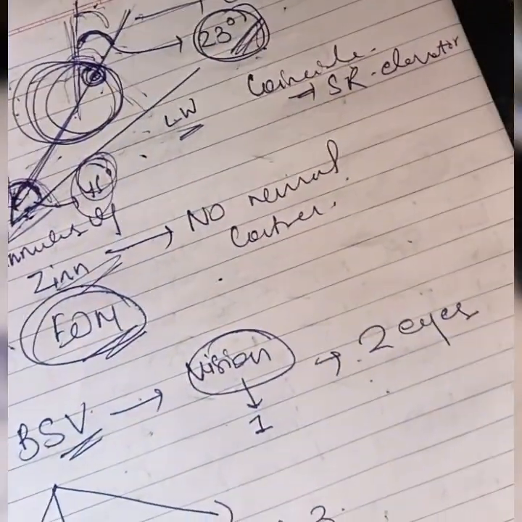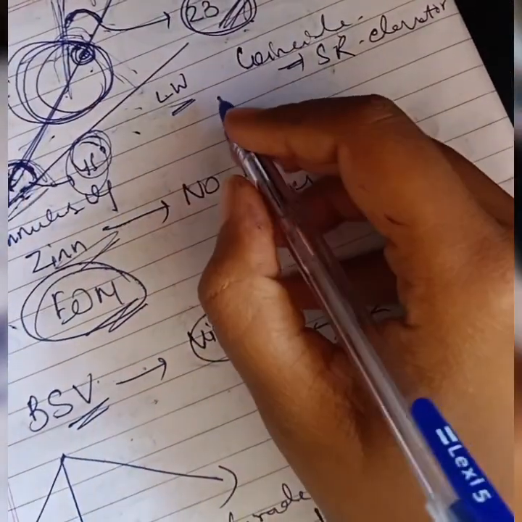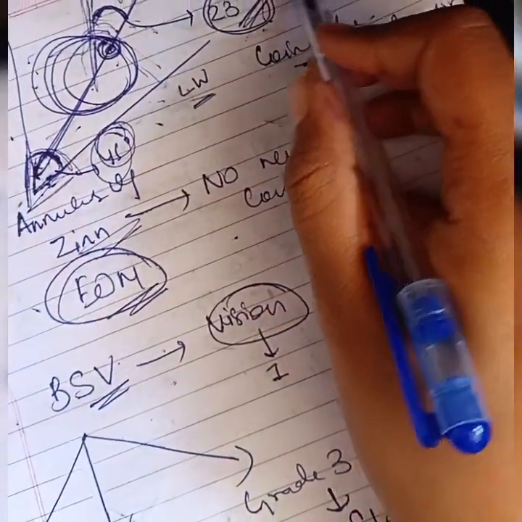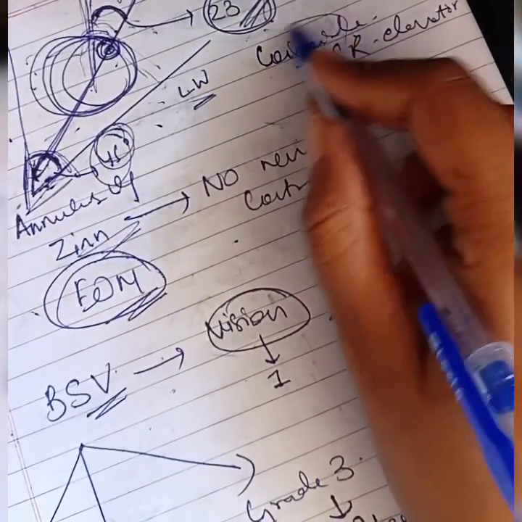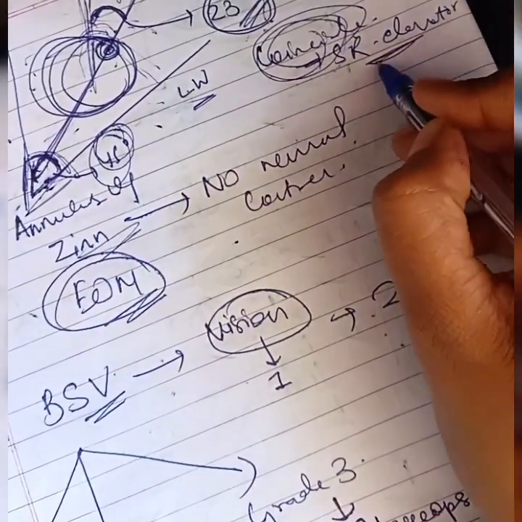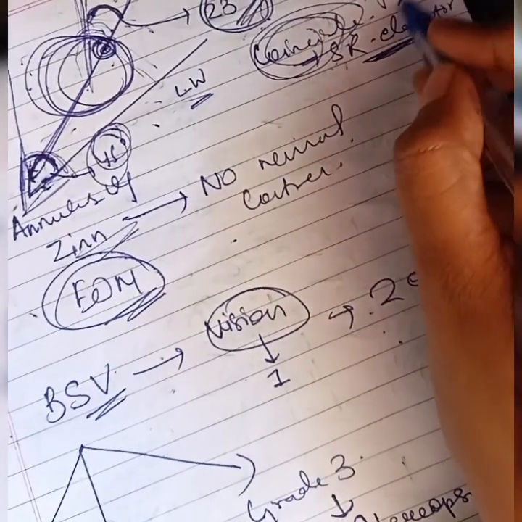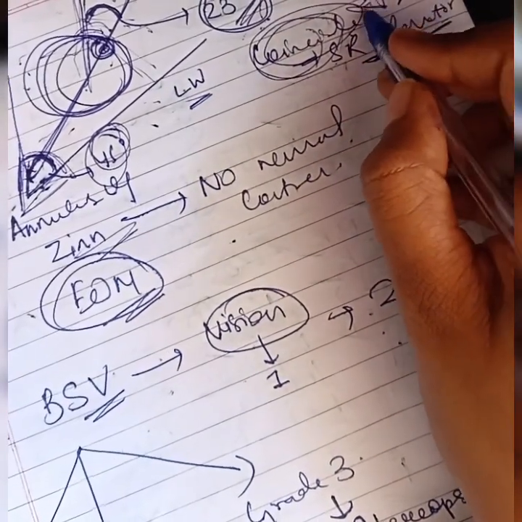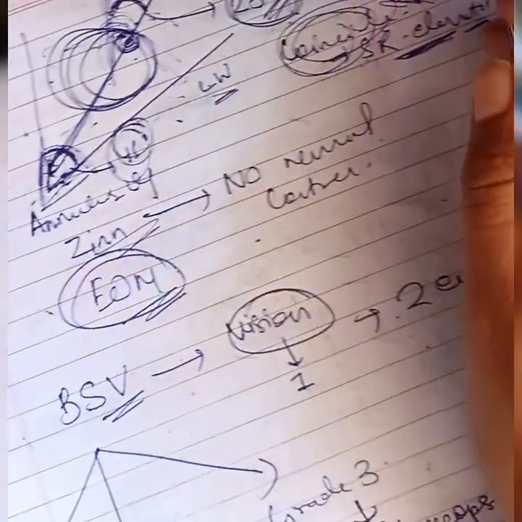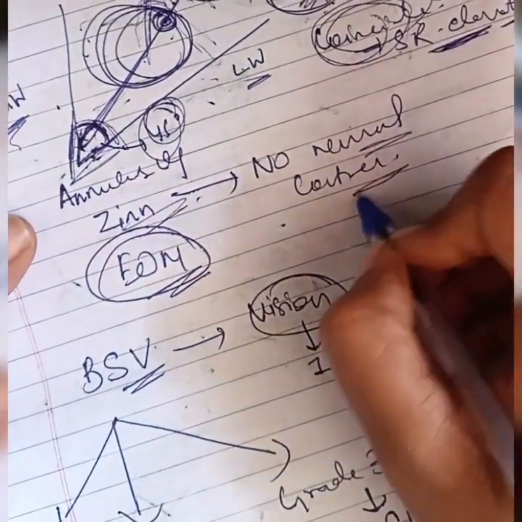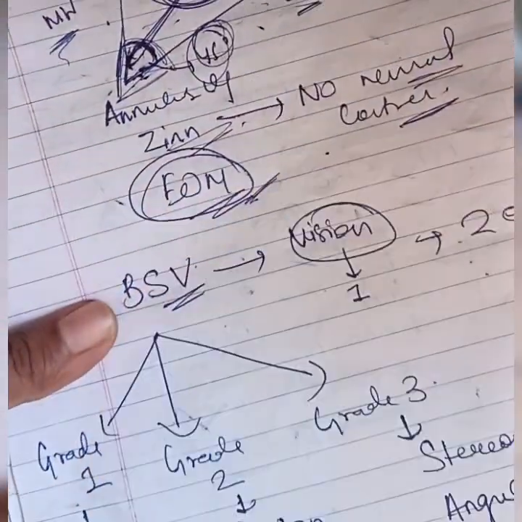But the moment the 23 degree angle is gone, and the orbital axis and the visual axis coincide on top of each other, then the superior rectus will become only a sole elevator. That is, without the angle, these adduction and abduction actions cannot be done. Now, annulus of Zinn, again no neural control, so therefore extraocular muscles have it here.